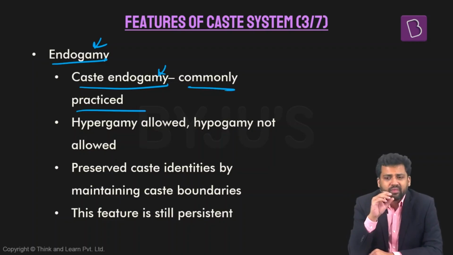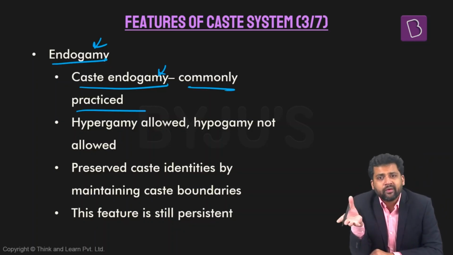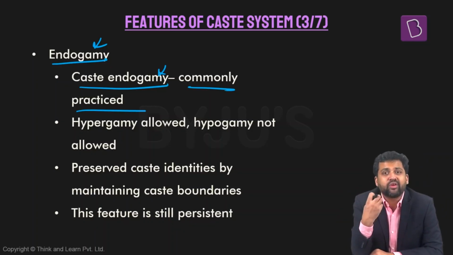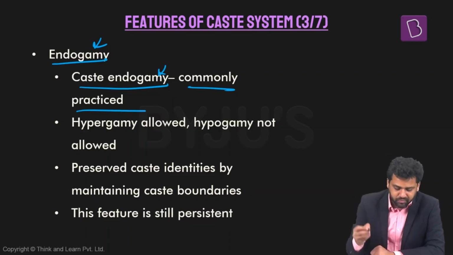Now, what's the consequence of that? If people are getting married within the same caste, this implies that their entire kinship network, they're all relatives, they will be all from the same caste. The next generation will also be from the same caste. So the caste boundaries remain very strong. The caste boundaries do not get diluted over a period of time. And this is how caste gets perpetuated over a period of time. So caste identity is being preserved.